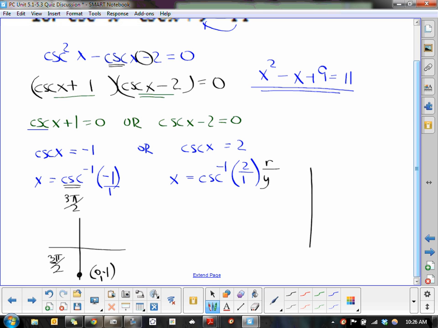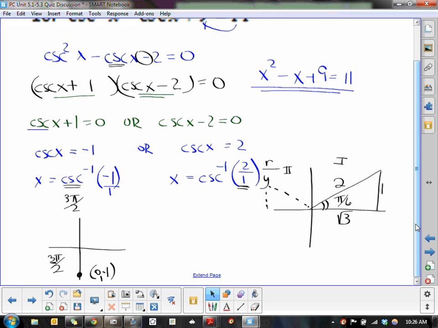So I'm going to draw a reference triangle where the radius has a length of 2 and the y value has a length of 1. There's our square root of 3, or 1, 2, square root of 3. That makes this a pi over 6. Cosecants are positive only in the first and the second quadrant. So now I know I've got another reference triangle sitting over here in the second quadrant that has the same requirements as we just did in the first.